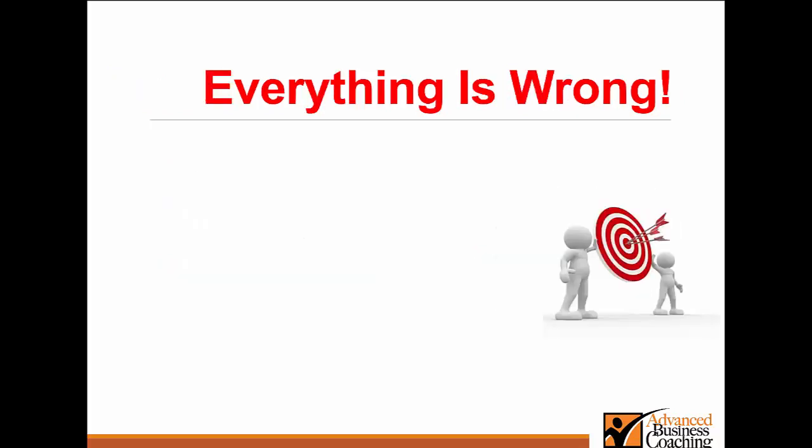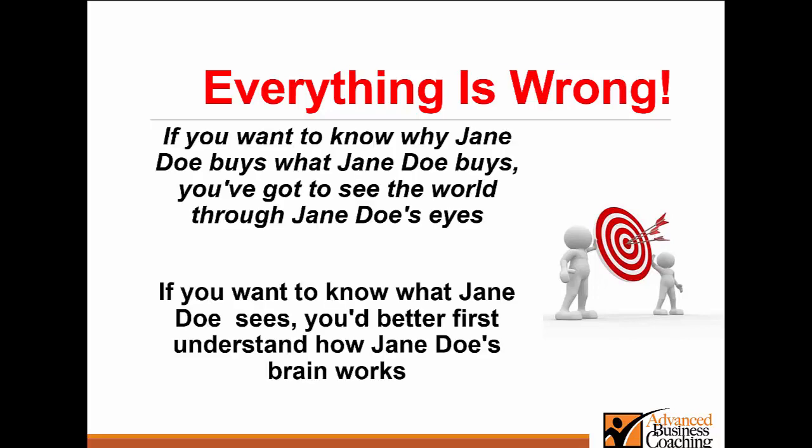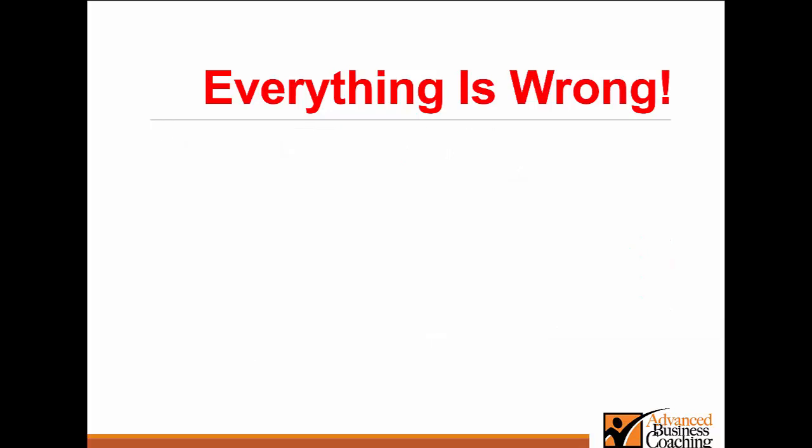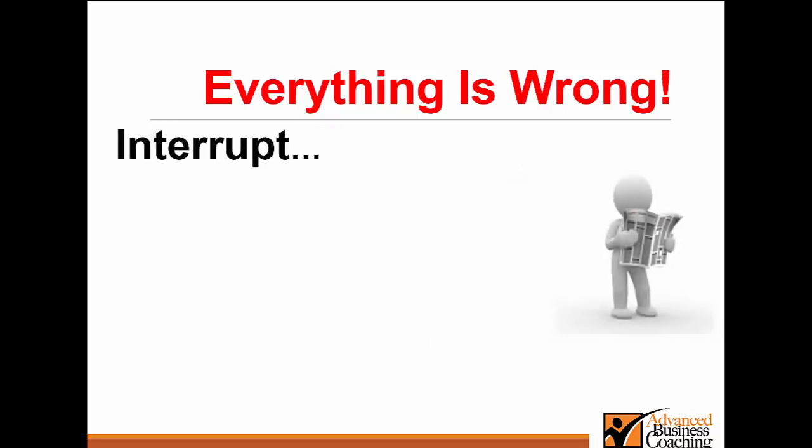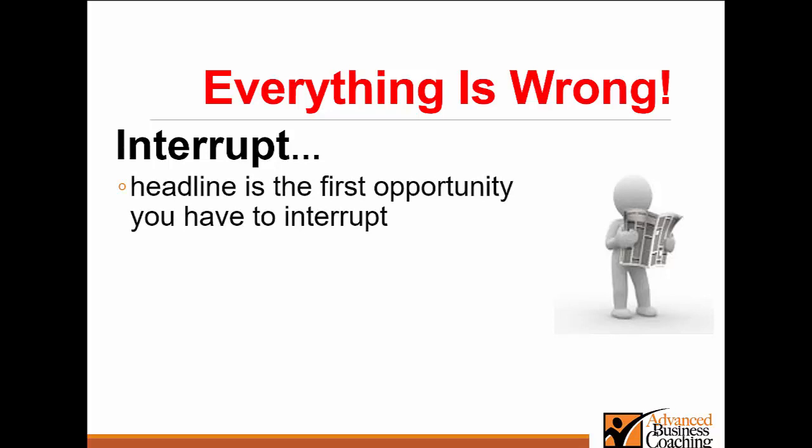Remember earlier we discussed that if you want to know why Jane Doe buys what Jane Doe buys, you've got to see the world through Jane Doe's eyes, right? Well, if you want to know what Jane Doe sees, you'd first better understand how Jane Doe's brain works. And when it comes to actually writing the marketing, we typically like to portray hot buttons in the form of headlines. The headline is the first opportunity you have to interrupt Jane Doe.